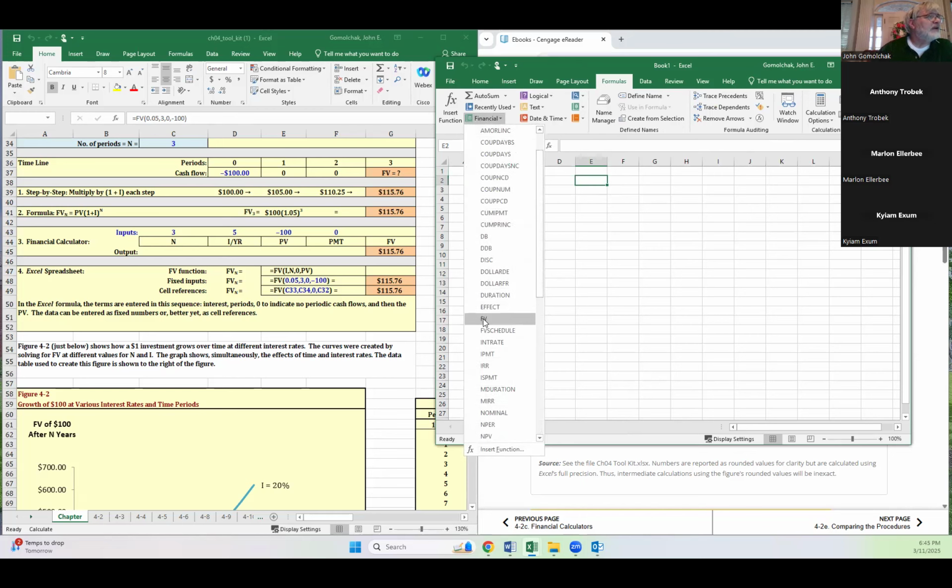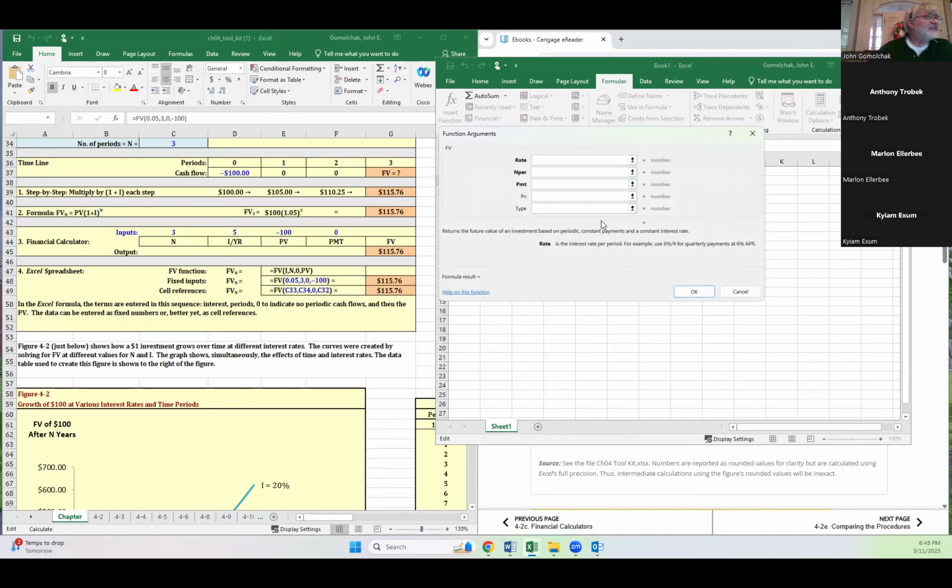Now it's going to ask me for the various things that I need. So the rate we know is 5%, so that's going to be 0.05. The number of periods is going to be 3. The payment, we're not making payments. This is not an annuity, so we don't have money coming and going. We do have the present value of the $100, but that's a negative $100.